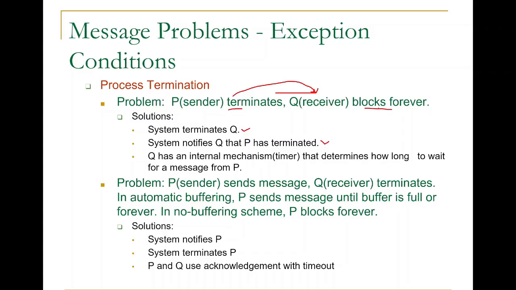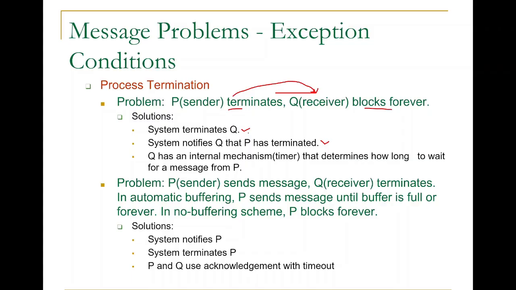Q, the receiver, is blocked forever because it has received a message from P, but it could not send back to P that it has received the message. So it keeps waiting, blocked forever, because P has not told it, okay, you can empty it, I have gotten what you wanted. There's a handshake between the different processes. So the first thing is to solve this kind of problem, exception conditions.